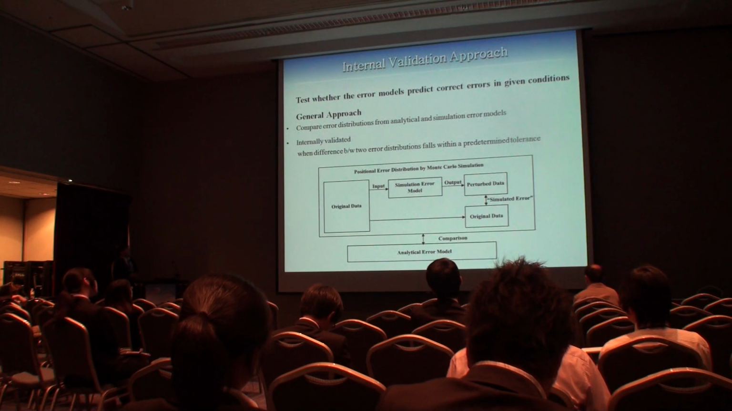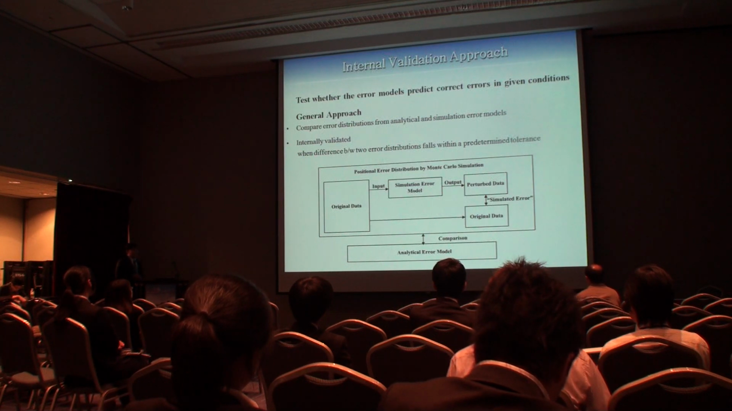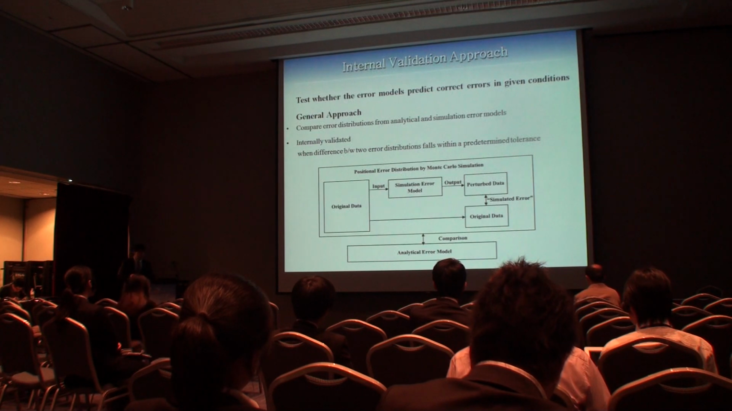Internal validation is designed to test whether those error models predict the correct positional error given a set of conditions, for which the theoretical description by the analytical error model will be compared to a set of positional errors by the stochastic simulation model. The stochastic simulation model will be validated when the difference between the two error distributions falls within a predetermined tolerance.